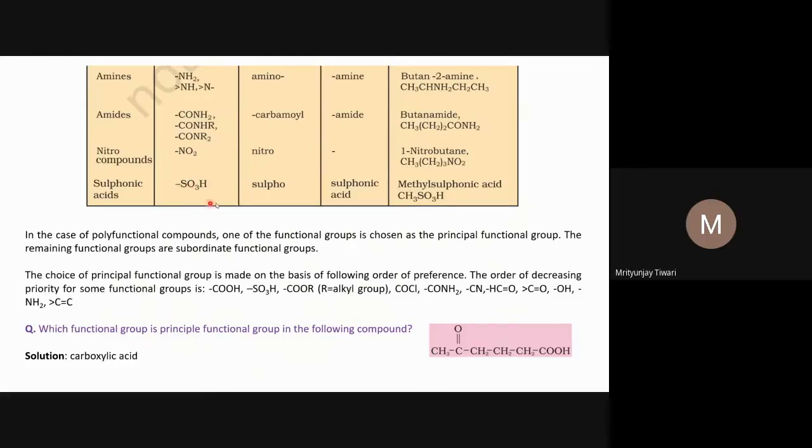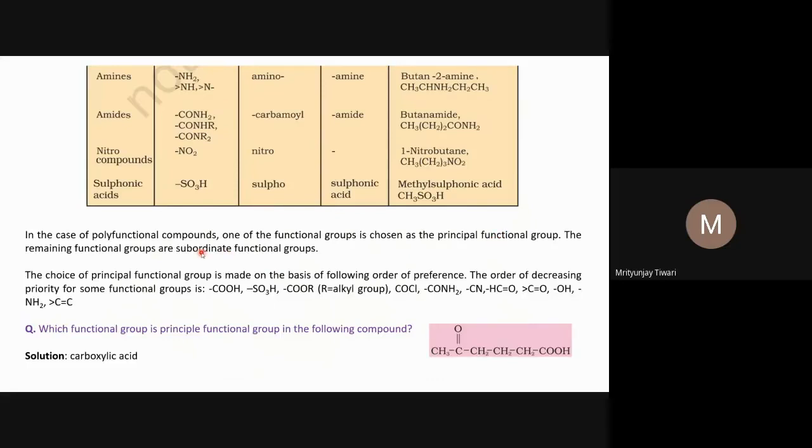And the sulfonic acid is the primary functional group. If it is there as a secondary functional group, meaning the less reactive functional group, then it is called the sulfo group. And what we know is that in the case of polyfunctional compounds, one of the functional groups is chosen as the principal functional group, as I said, and the principal functional group is the functional group which will undergo chemical reaction first.